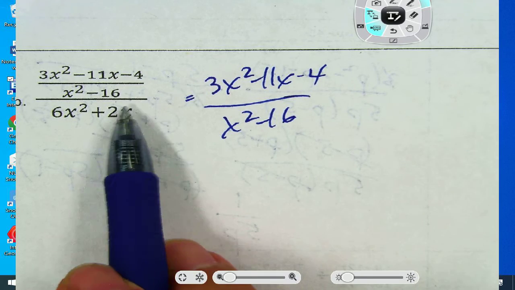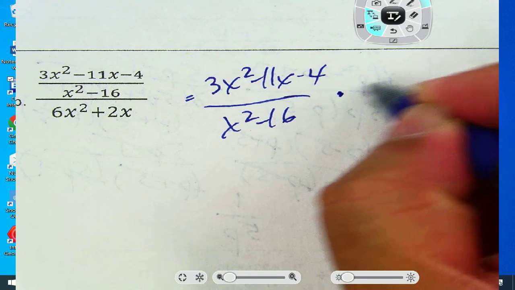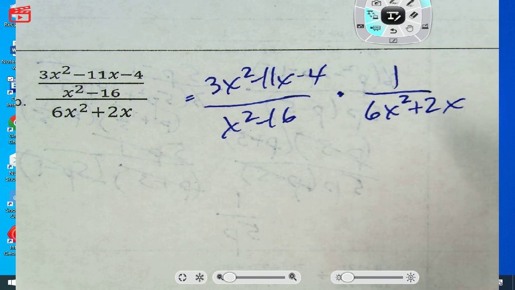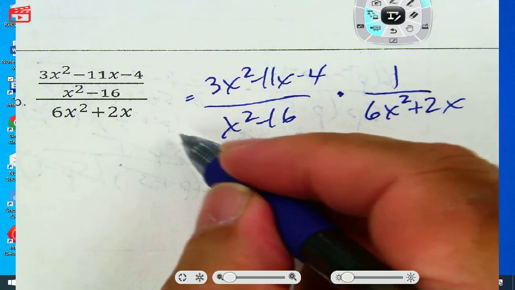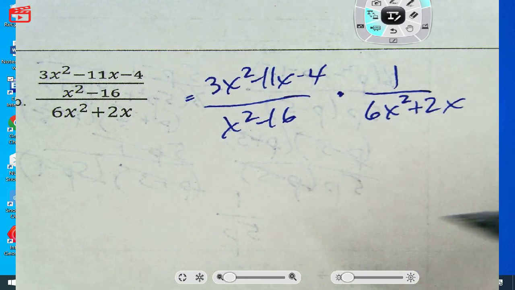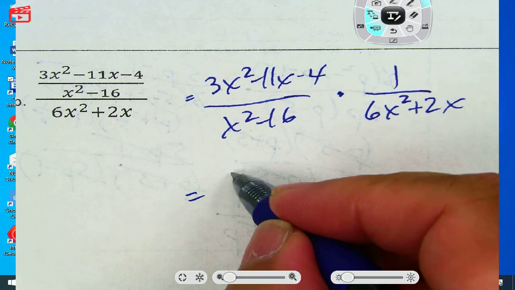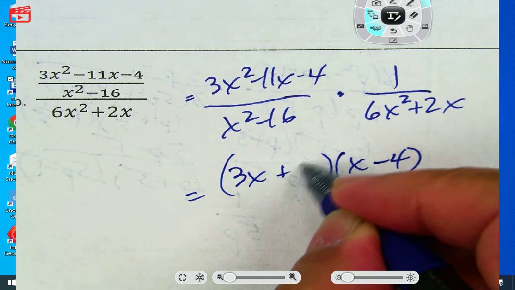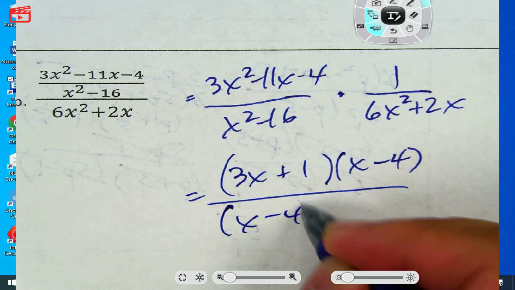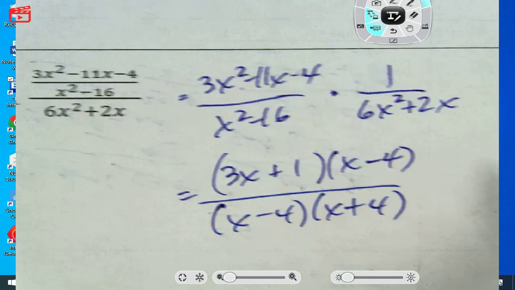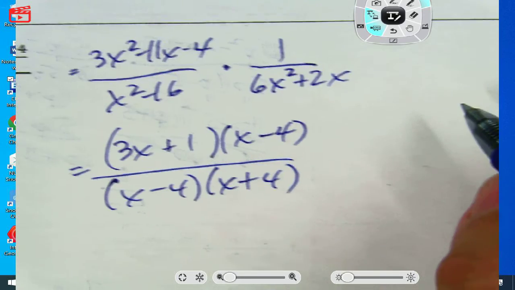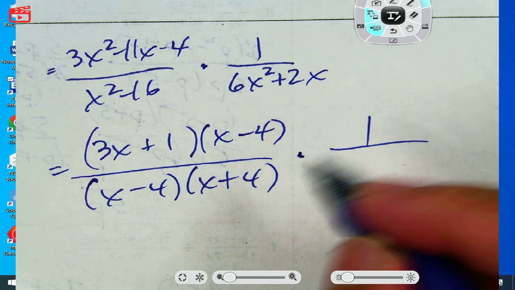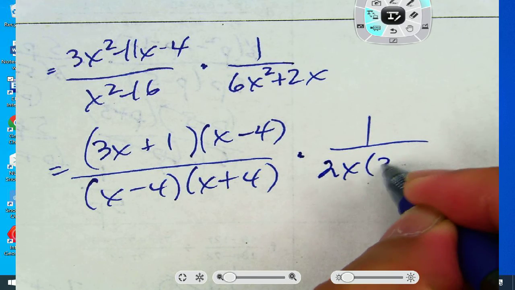Alright, so the denominator doesn't look like a fraction, but you're going to make it a fraction. So you're going to make it 1 over 6x squared plus 2x. Wait, what question is this? B. Next one. Go ahead and factor this. That's going to be 3x, x minus 4, plus 1, x minus 4, x plus 4. What's the common factor between these two? That's right. It's 2x. All right. So it's 3x plus 1.